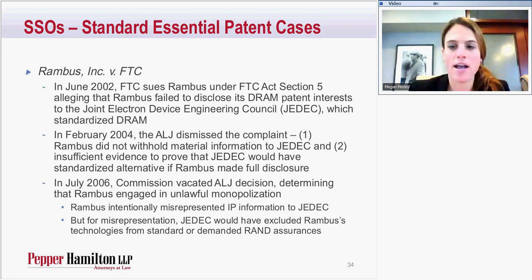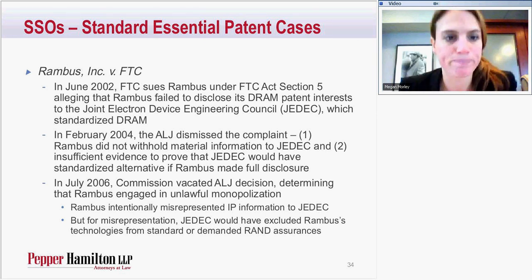The commission disagreed, and in 2006, it vacated the administrative law judge decision, determining that Rambus had engaged in unlawful monopolization. Two points that it made were that Rambus intentionally misrepresented IP information to JEDEC, and that but for this misrepresentation, JEDEC would have excluded Rambus's technologies from the standard, or, and that was important in the next part of this, demanded RAND assurances.